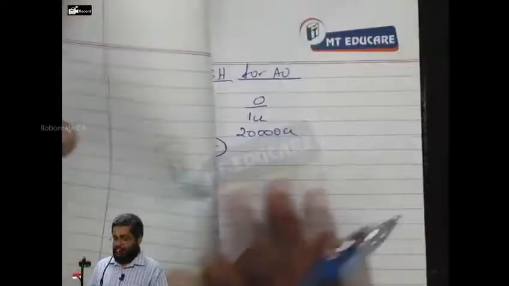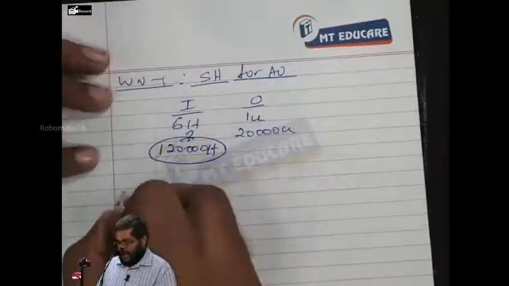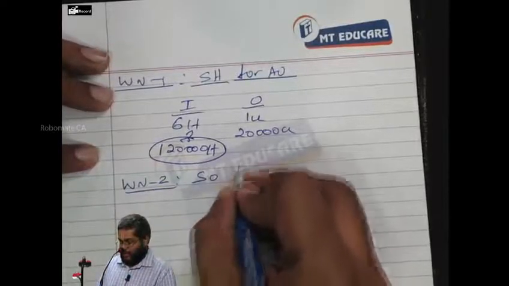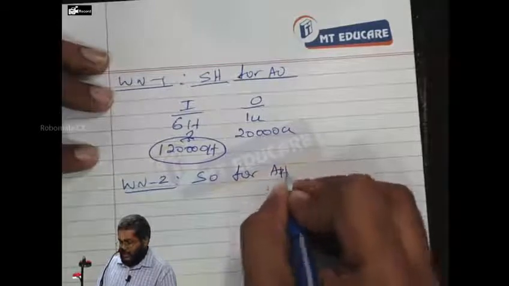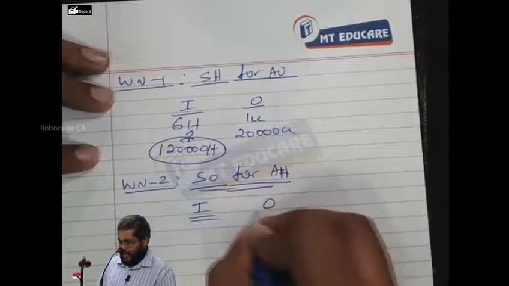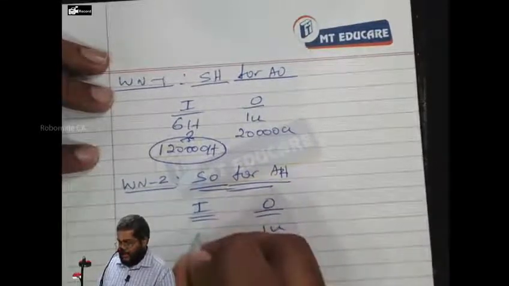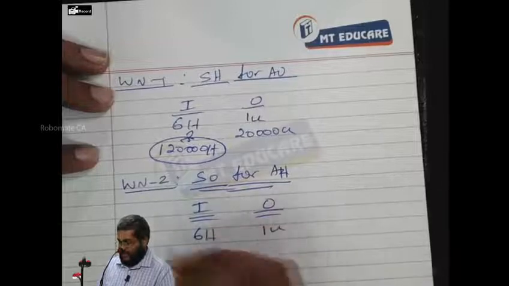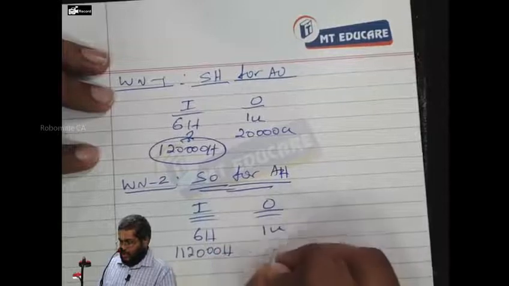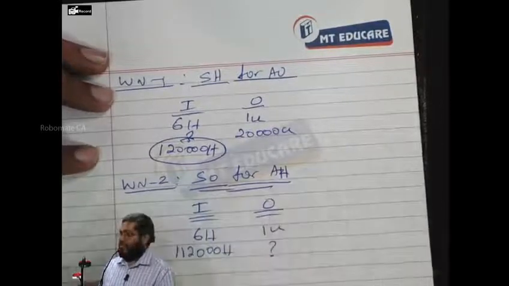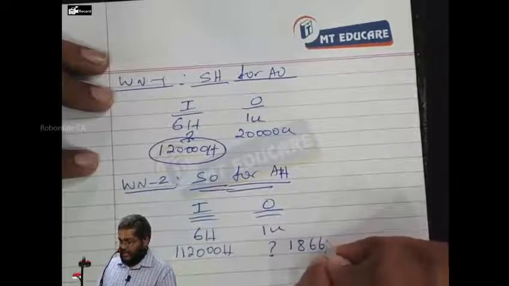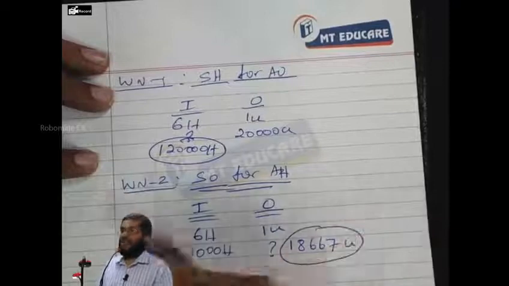Tell me, what is standard output? Standard output for what hours? Actual hours. It means standard output for actual hours. Same input-output ratio. Tell me, 1 unit takes how many hours? 6 hours. How many hours did I actually work? 1,12,000 hours. So what should be the units here? 1,12,000 divided by 6 gives 18,667 units. This is what I call standard output.